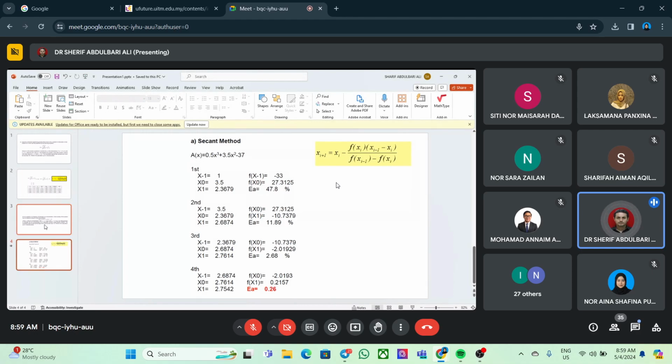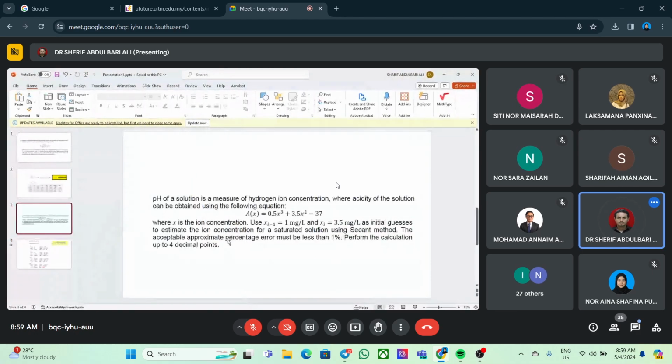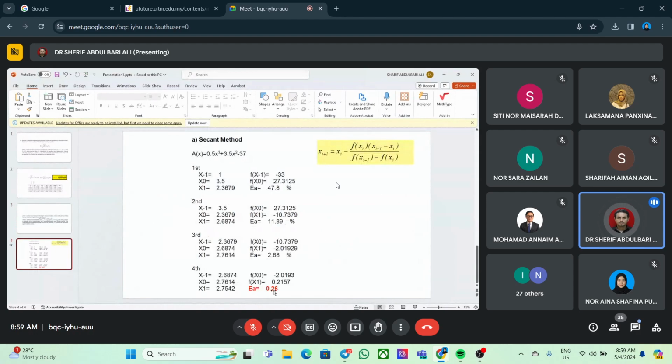So when you are looking at this value and here the question, your acceptable approximate percentage error must be less than 1%. You already achieved the error, it's 0.26. So that means the value of 2.75, this is the value. If you put it here inside this function, almost is going to be equal to the value of 0. Then you are going to get full marks. So each time, don't forget to calculate the error for each iteration. Okay, so that's all for this chapter of finding the roots of the equation.